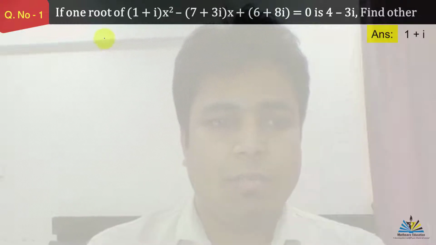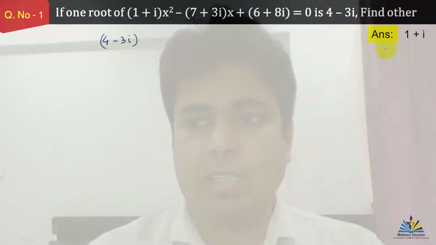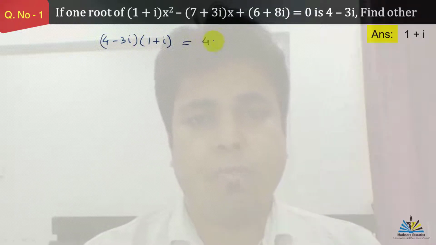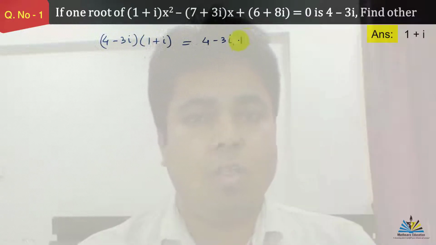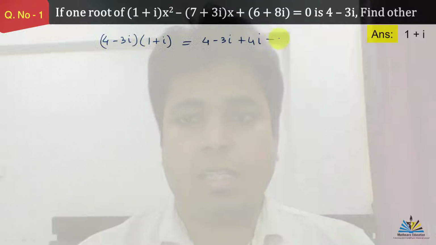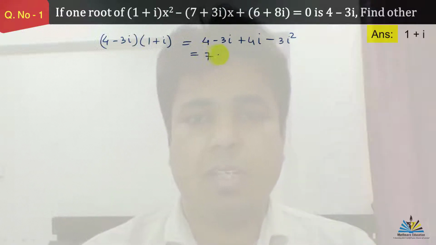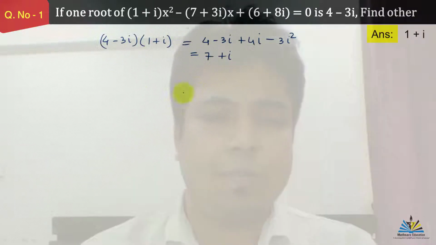The product of the roots, that is 4 minus 3i, the first root, and 1 plus i. If we multiply by 1, we get 4 minus 3i, and if we multiply by i, we get 4i minus 3i square. So this is equal to, since 3i square is minus 3, minus minus is plus 3, so this becomes 7 plus i, and this is the product of the roots.